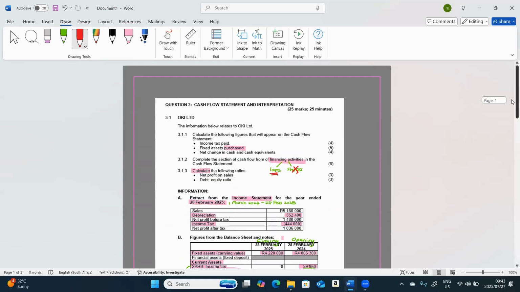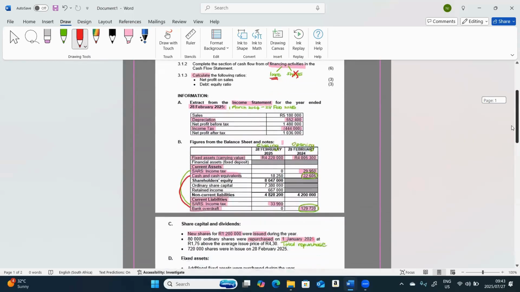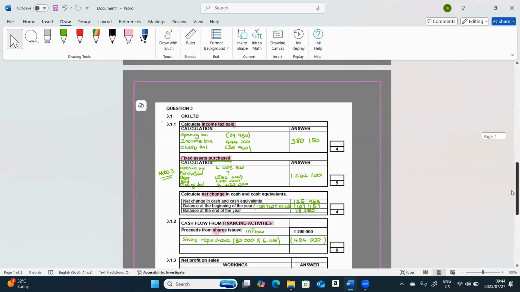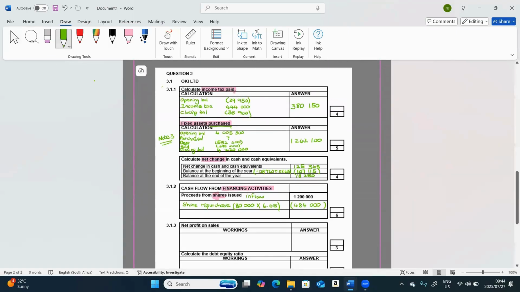Now, when we go down to our loans, you just have to look at the opening and the closing balance of your loans. Your long-term loans are your non-current liabilities. This is probably something that most of you would have forgotten, but you have to look at the change in your balances of your long-term loans. You have to remember to write the effect of your loans as well.